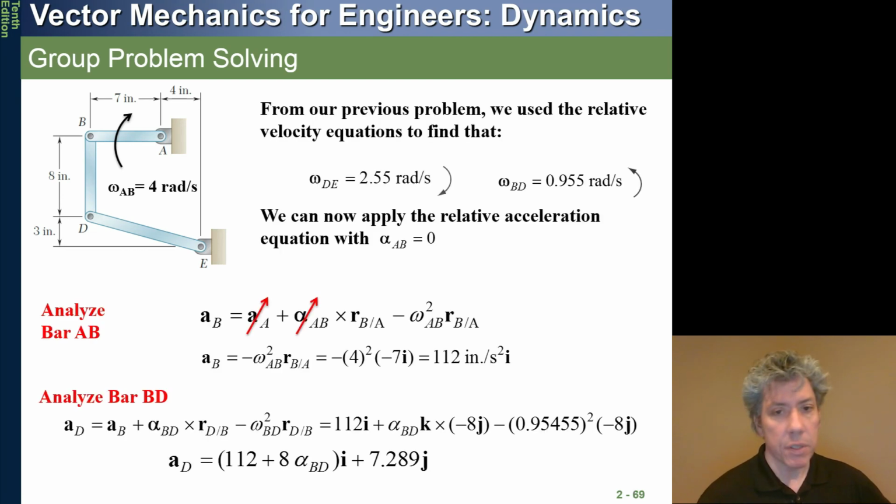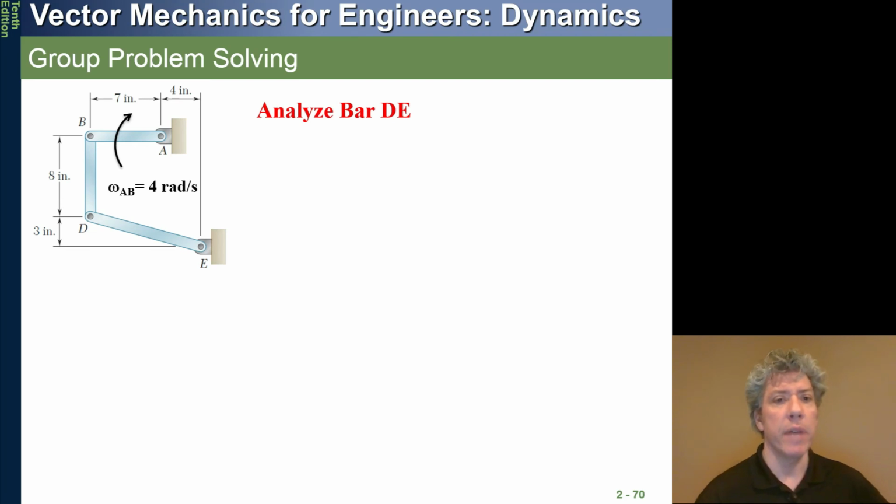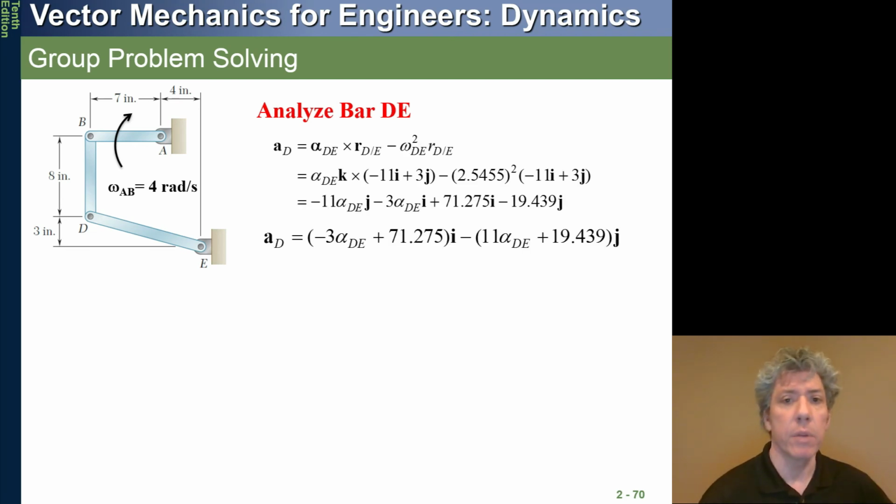Now notice we haven't solved it yet, right? Let me go back and point out we haven't solved for the angular acceleration of DE. We have to bring in the information that point D is constrained to move in a circle about E. So how do we do that? Well, we analyze bar DE. In other words, we write another relative acceleration equation.